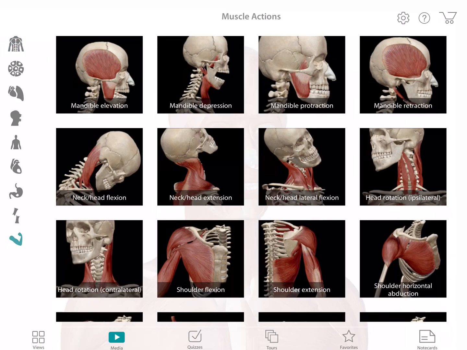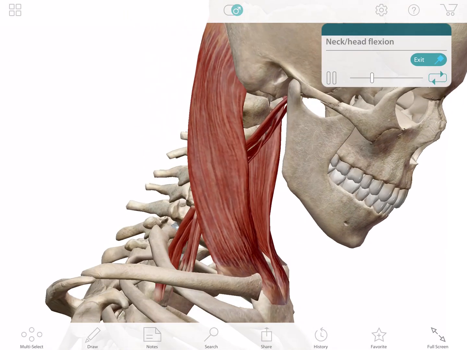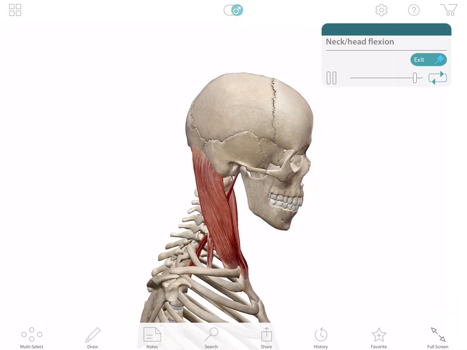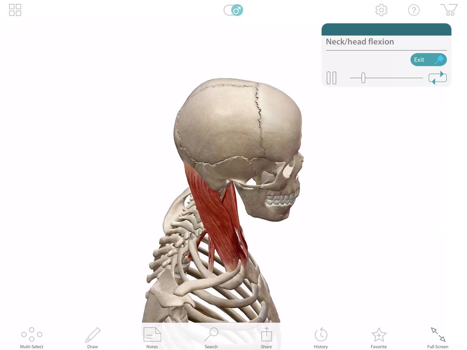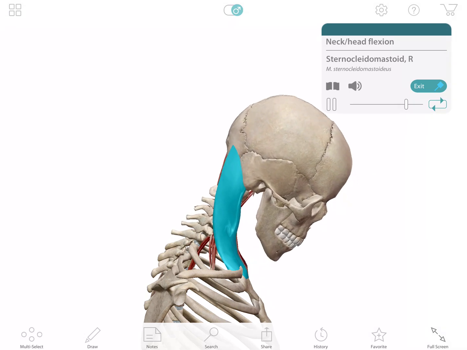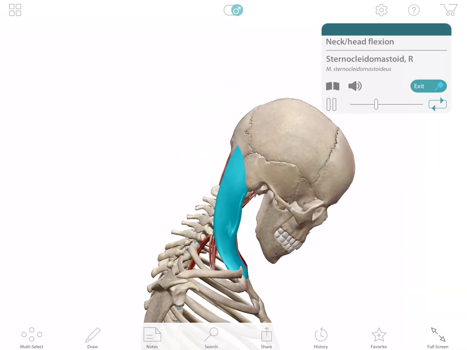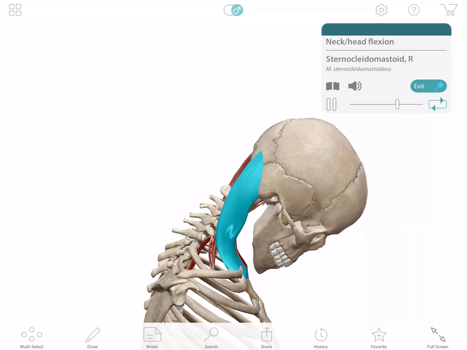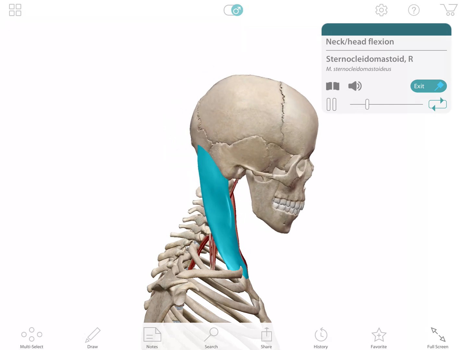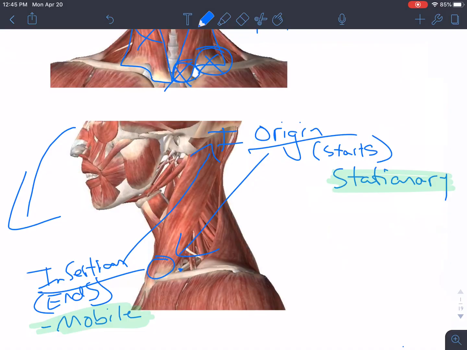So on this app, it'll show you. So here's neck flexion, and that's your sternocleidomastoid right there. If you can see, it doesn't let me draw here. So there's a sternocleidomastoid, and the part that moves is the part that attaches to the mastoid process on the skull. So that's the mobile part, right? That's the insertion. If you look at the part on the sternum, it doesn't move at all, right? So that's the origin.